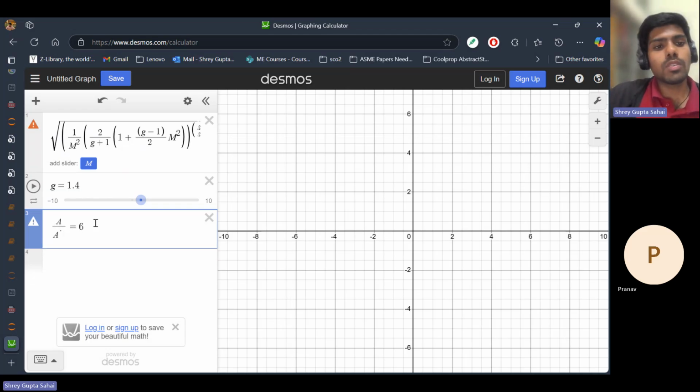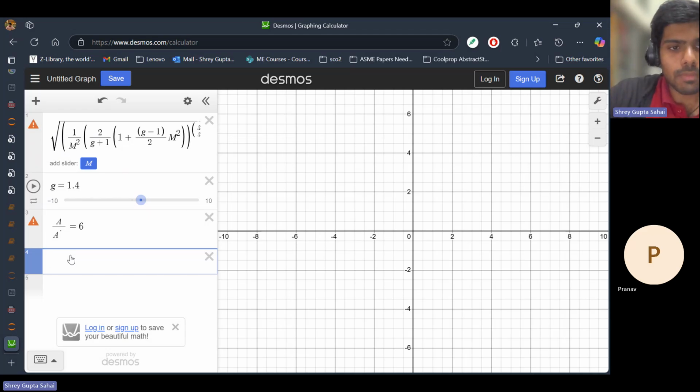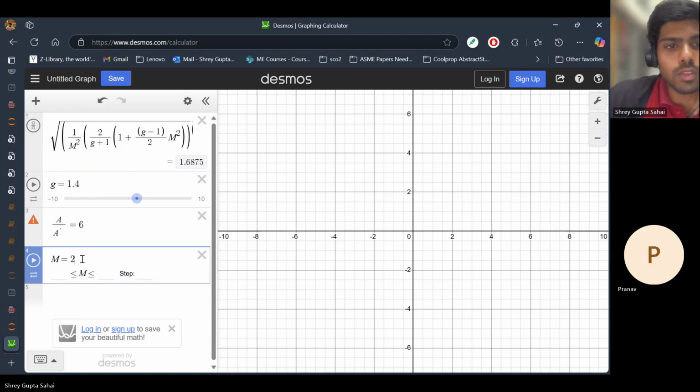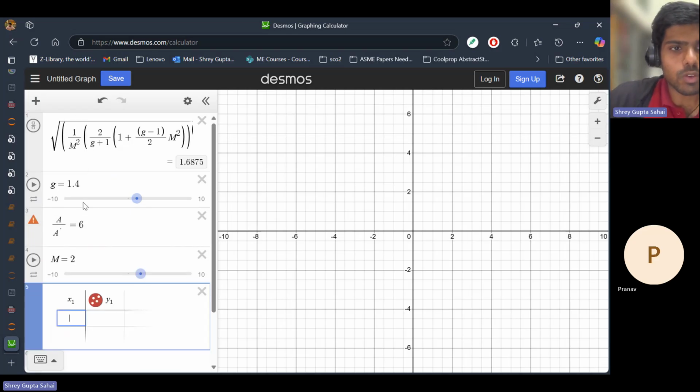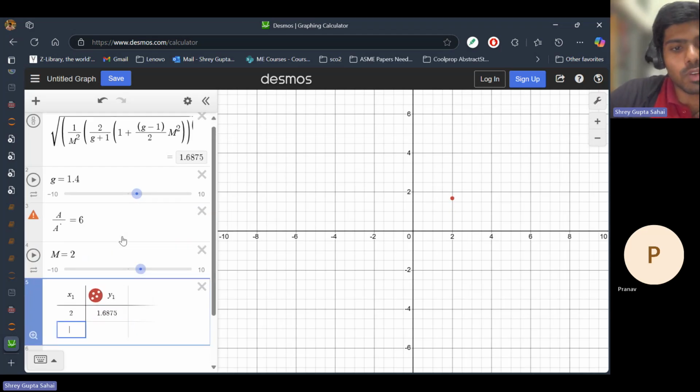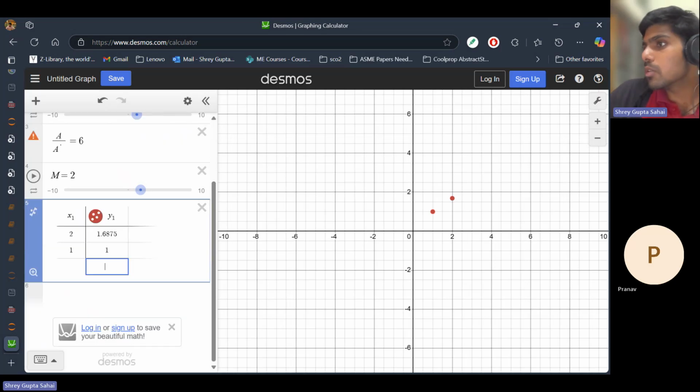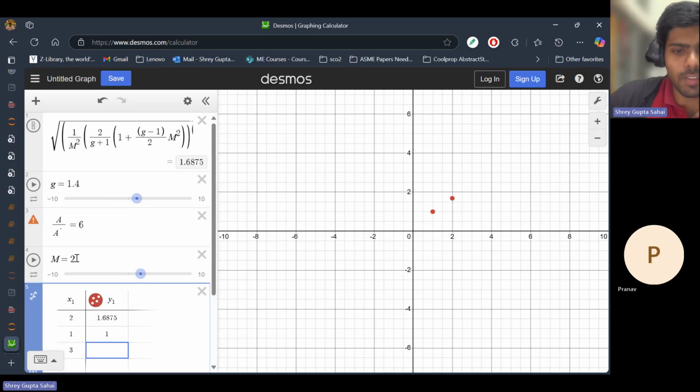Now let's do it. Suppose Mach number M is 2. What value are we going to get? Can we add a table here? Yes, we can add a table also. For Mach 2, the value that we get is 1.687. That is how you will have to do it in the exam. One more thing that we know is for Mach 1, the area ratio is 1. Screen is fine, right? Yes, I can see that. Now let's do it with 3 also. What is the value for 3?